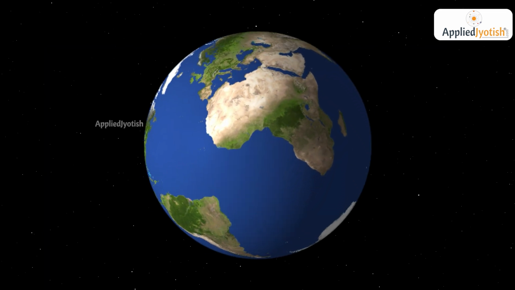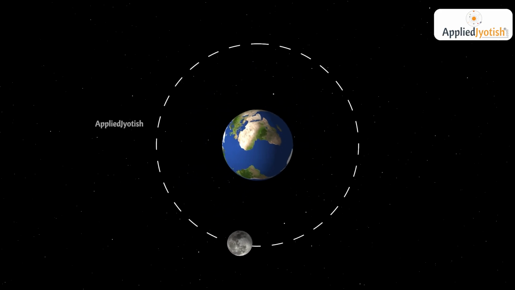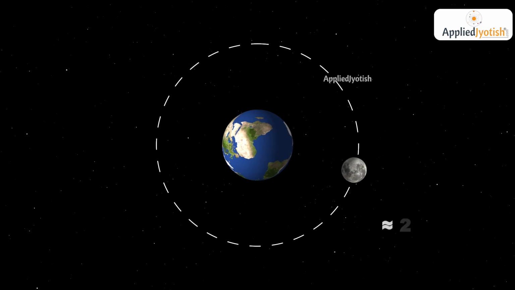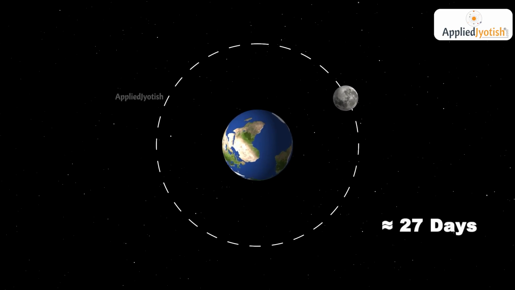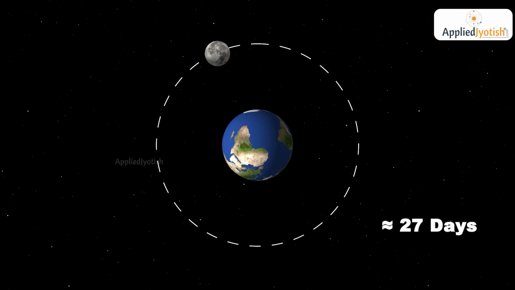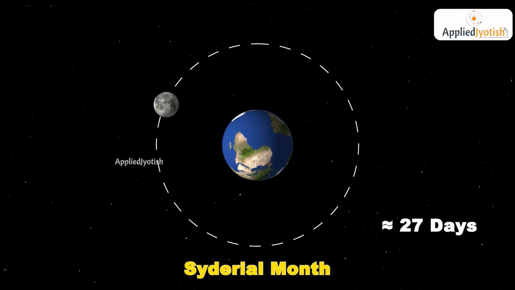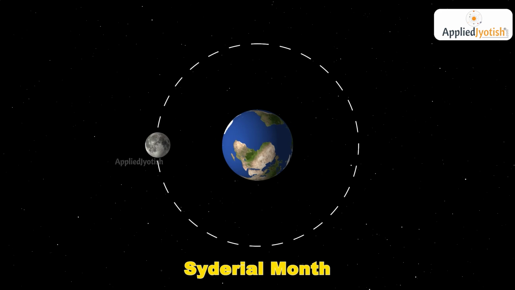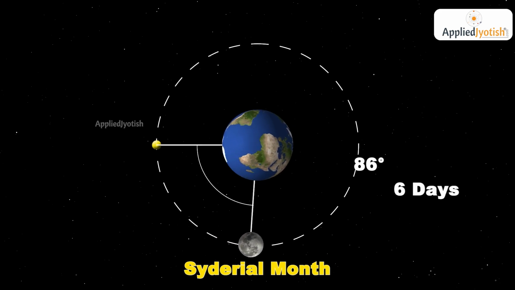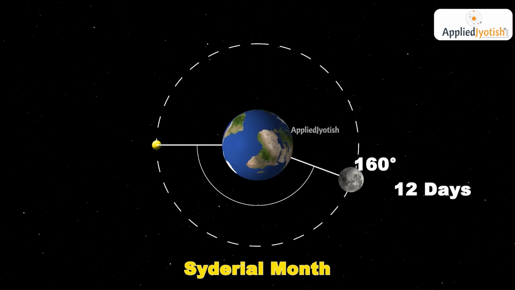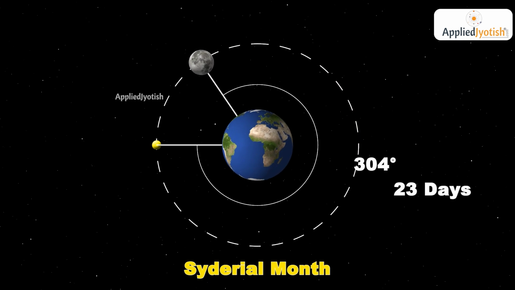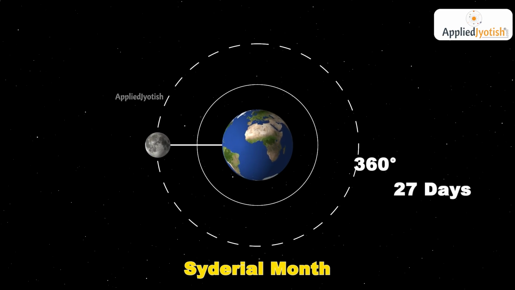This is the Earth, and the moon revolves around the Earth in a specific orbit, completing one revolution in approximately 27 days. The time it takes the moon to complete one full orbit around the Earth is called a sidereal month. During this period, the moon travels the entire 360 degrees of the zodiac, meaning it starts from a point and returns to the same point in about 27 days.